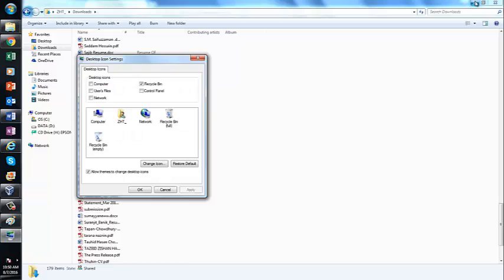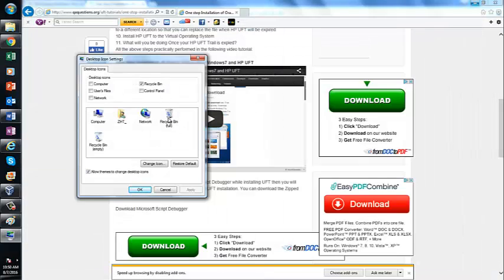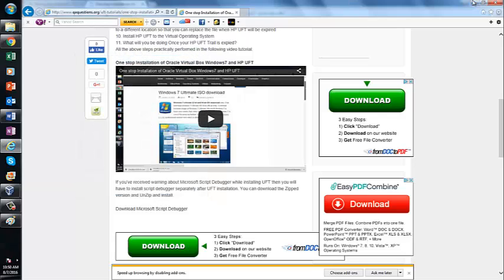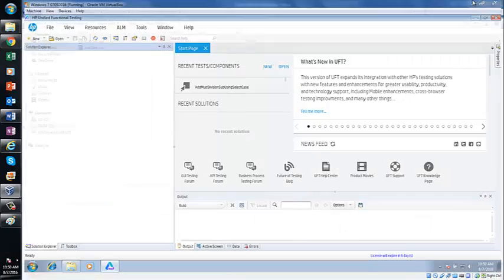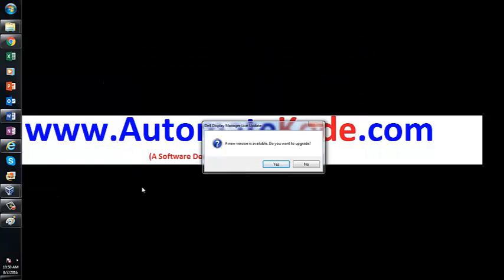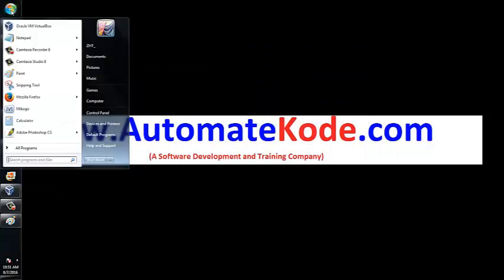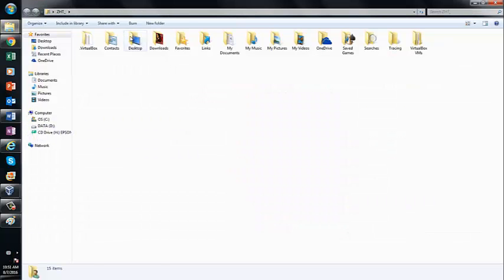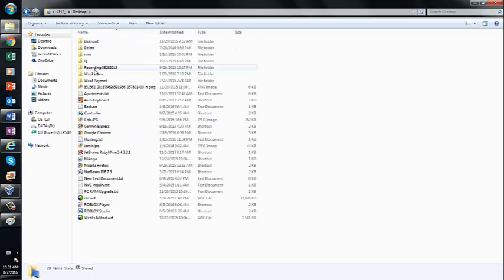So this is my recycle bin, right? Now I cannot view it from here. My icons here are not visible. If I go to that folder, there should be a folder called recycle bin. Where is it? Where is my recycle bin?